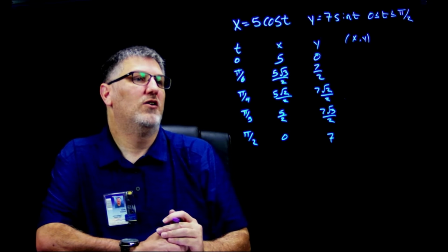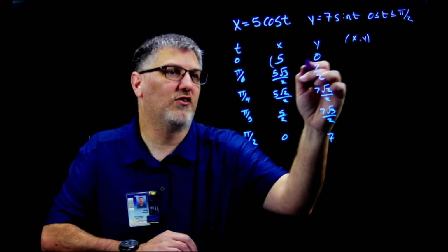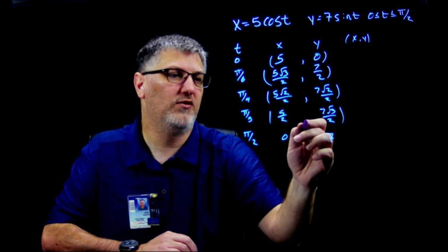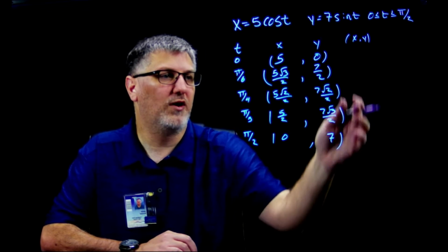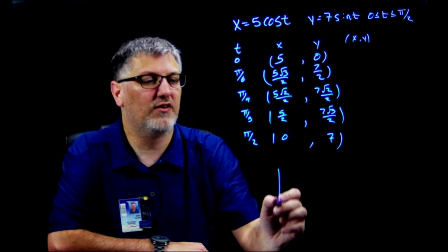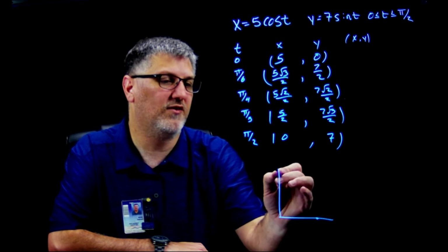All right, so I can write my points. I don't feel like writing my points, but it's basically just 5, 0. There are my points. You can write this out, but you don't really need that column because if you have this, you already have your points. And let's graph this. This is 5. This is 7.